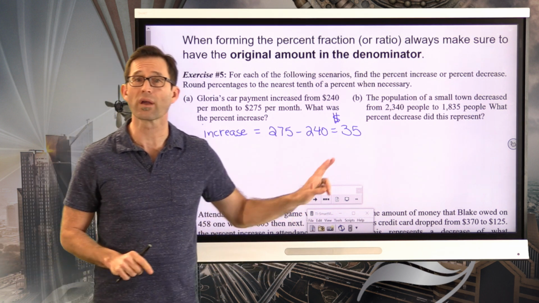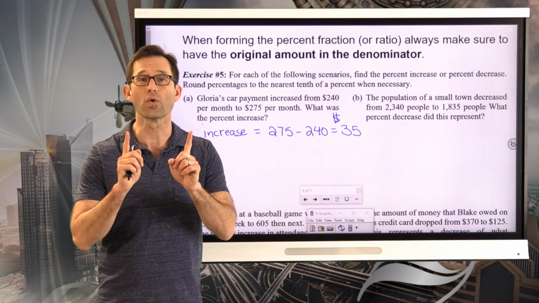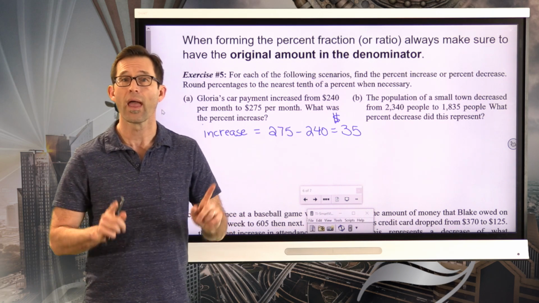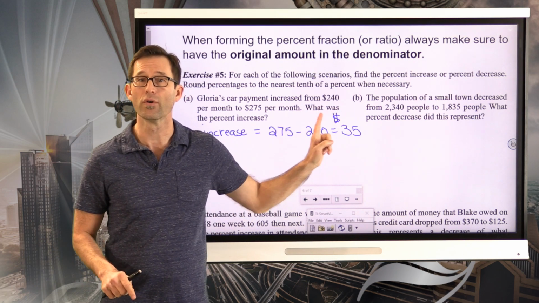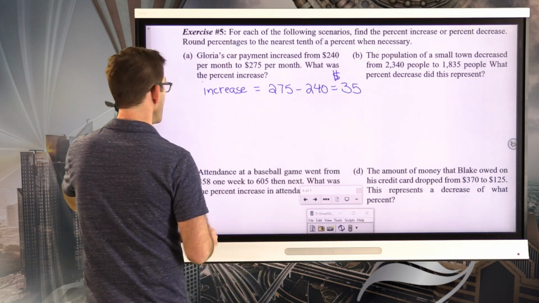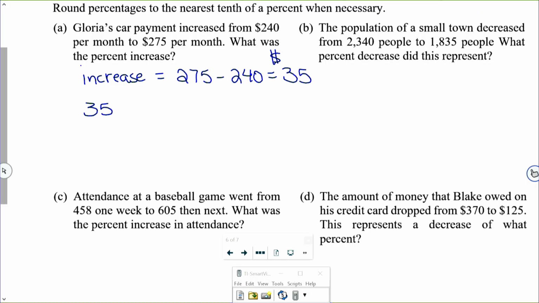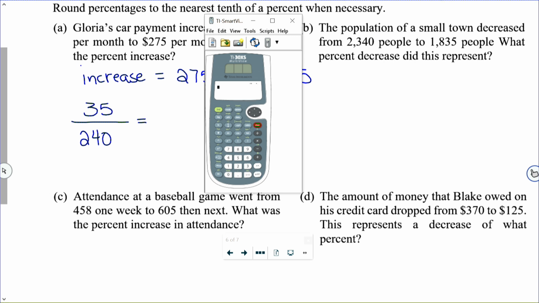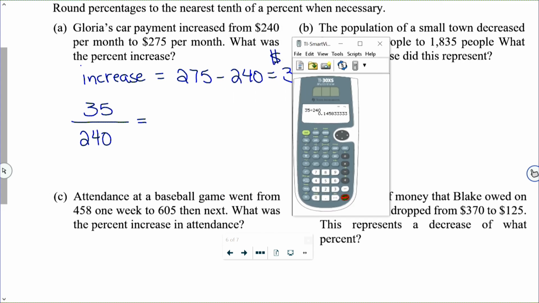Now what I want to do is compare that $35 to the original amount that she started with. And what she started with was a payment of $240. So I'm now going to just have 35 out of 240. There's my fraction or my percent ratio. I'm now going to do 35 divided by 240. That is going to give me 0.1458. Whoops, nope, 58, not 85.